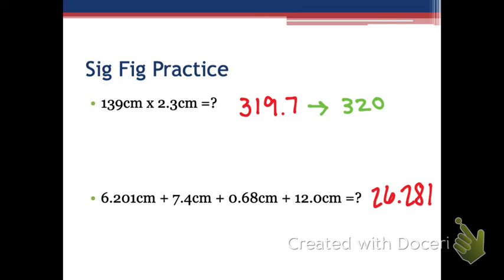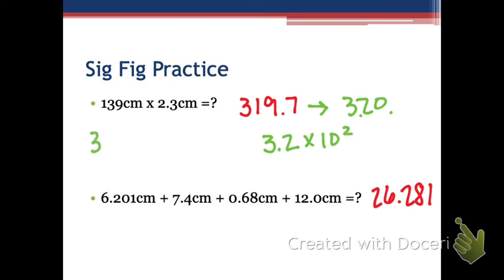So what's the way for me to fix an ambiguous number? If I add a decimal, that puts me back to four sig figs, which is what I had here. I have to go to scientific notation. So I'm not going to be at 320. I'm going to be at 3.2 times 10 to the what? 3.2 times 10 to the second.